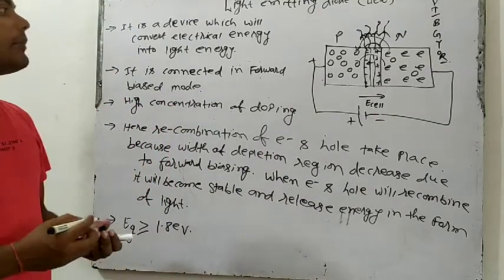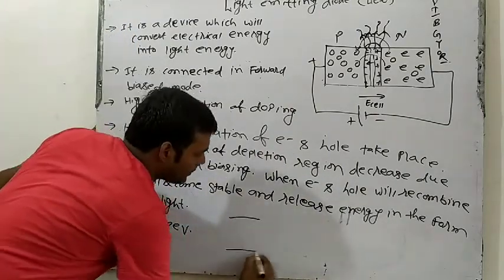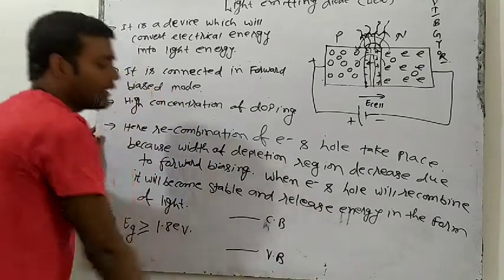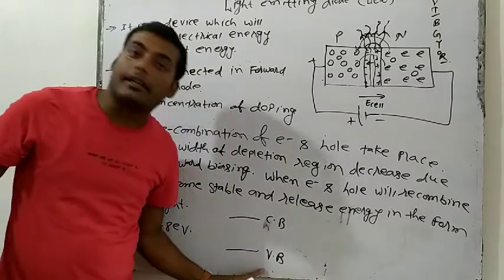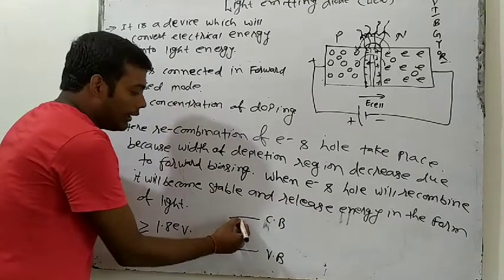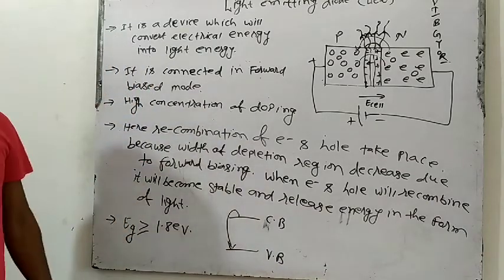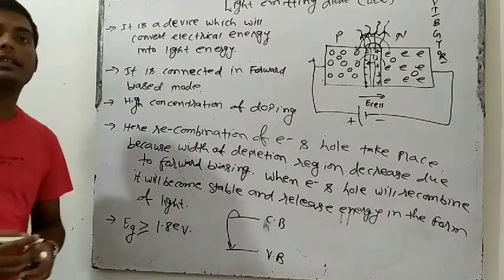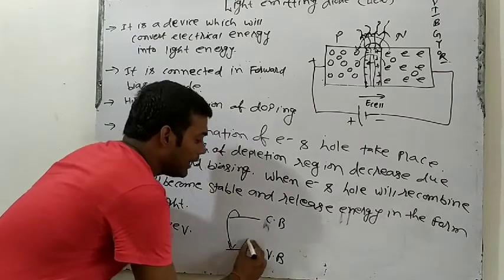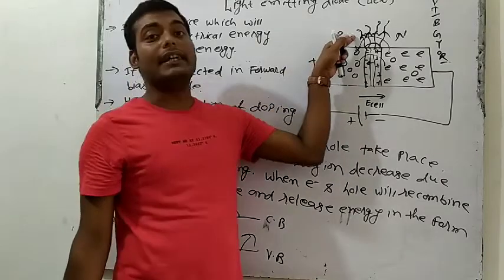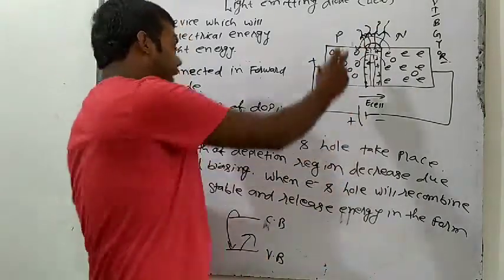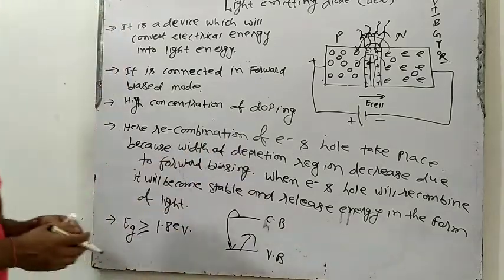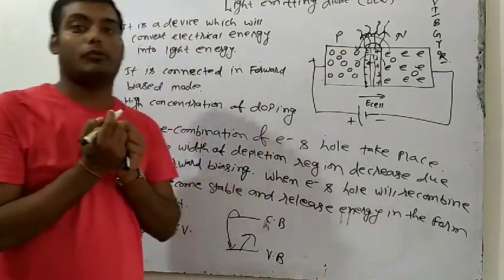That means what will happen? For example, suppose this is conduction band, this is valence band. So conduction band is at higher energy level and valence band is at lower energy level. So when it will come from conduction band to valence band, so higher energy to lower energy level, it will gain stability and then it will release energy. And if this energy will be greater than or equal to 1.8 electron volt, then only we can see that energy. So then only that light will be visible to us.